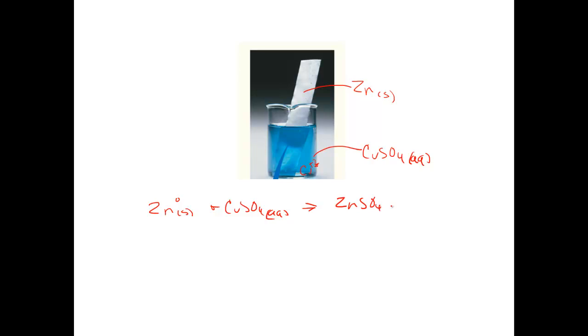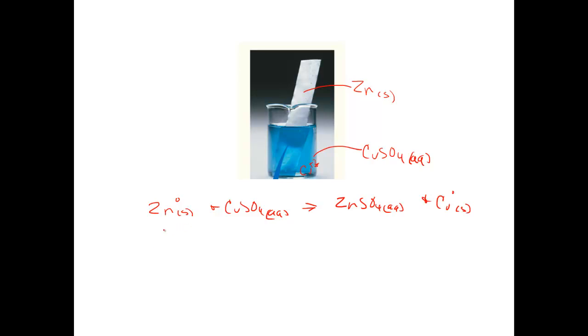So let's say I have some copper sulfate. It's aqueous. It's dissolved in water, which is why it's so pretty and blue, right? Because copper plus 2 ions is what causes copper sulfate to be blue. And I put a piece of zinc metal in there, just a solid piece of zinc. What's going to happen, because zinc is a more active metal than copper, is the zinc metal is going to react with the copper sulfate aqueous solution, and it's going to give me zinc sulfate, which is also going to be aqueous, plus copper, solid copper metal.